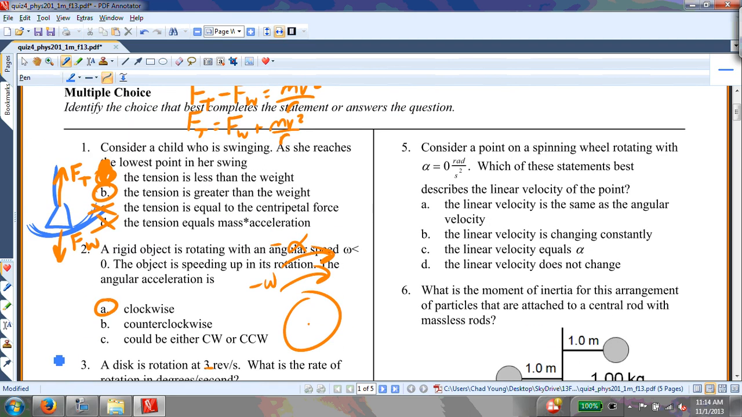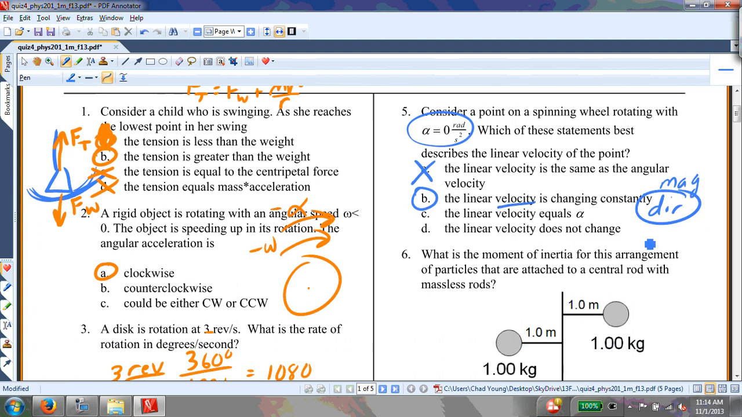Number 5, consider a point on a spinning wheel with alpha equal 0. That means that it is not accelerating. Which of these means the angular acceleration is 0? Which of these describes the linear velocity at the point? The linear velocity is the same as the angular velocity? Okay, no. The linear velocity is changing constantly. That is true because linear velocity is a vector quantity, and now the magnitude is constant, but the direction is changing. So because that direction is constantly changing, the linear velocity is constantly changing.